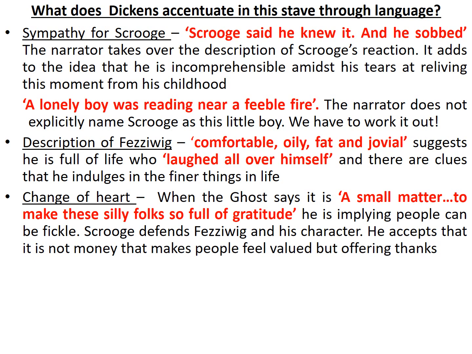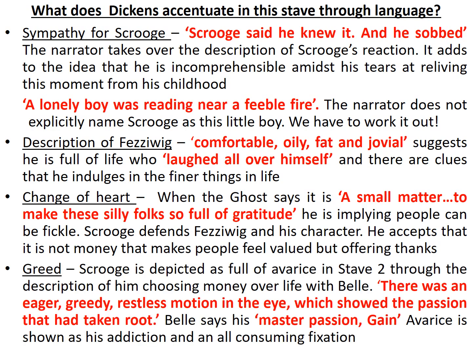The overwhelming realisation that Scrooge has across this stave is that his greed has got him nowhere. He's depicted as full of avarice in this stave. That's a love and greed for money. He has to choose money over Belle. We're depicting her as the love of his life. The description of him being eager, greedy, restless in motion in the eye, which showed the passion that had taken root, is deeply dark and ominous. It sounds like an addiction, it's an all-consuming fixation.